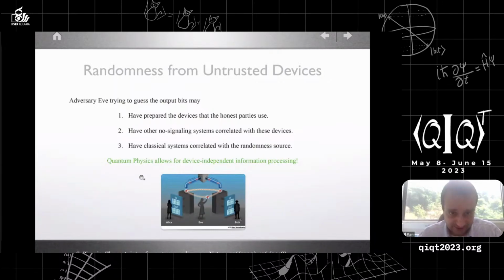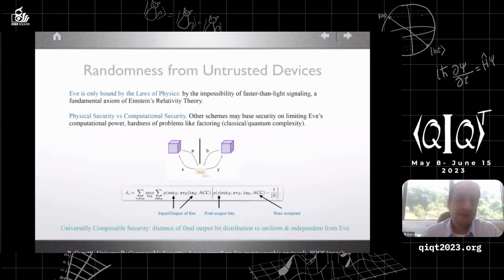So the idea is that quantum physics, in spite of giving this much power to the adversary, still allows you to extract randomness from single weak seeds. The eavesdropper here is only bound by the laws of physics, either by just quantum mechanics or simply only by the impossibility of faster-than-light signaling, which is the axiom of relativity. So how do we quantify the final security?